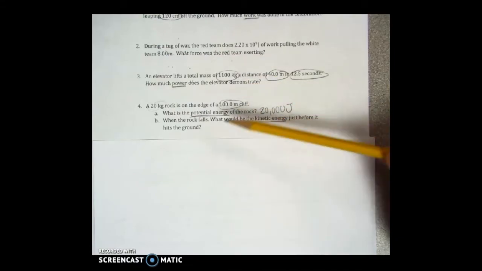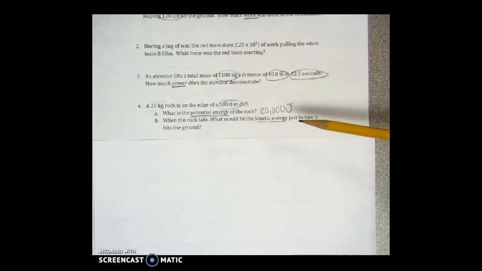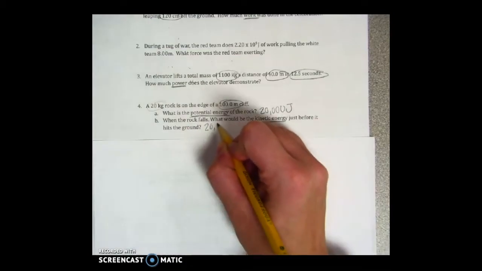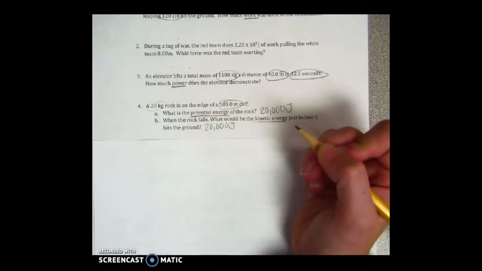lowest point. So let's look at the kinetic energy, and it says just before it hits the ground, because if it was to hit the ground and it wasn't moving, we know that wouldn't be kinetic energy. But we can say that all the potential energy it starts with is going to be equal to all the kinetic energy it ends with. So for part B, we would just get 20,000 joules as well.